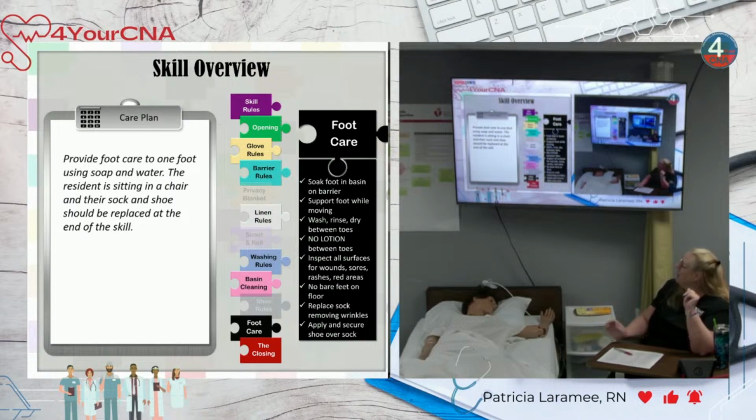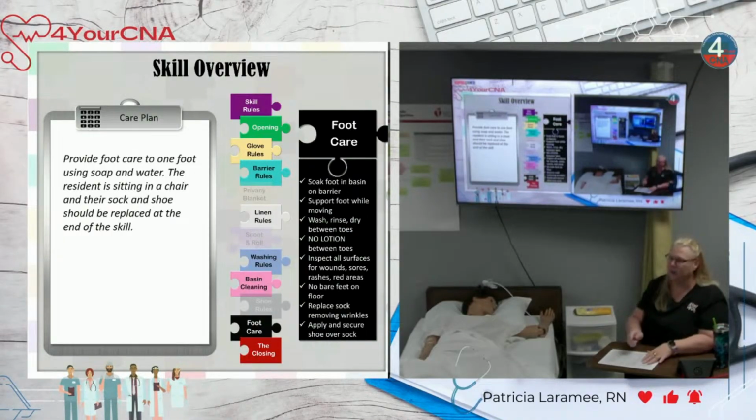The resident is sitting in a chair and their sock and shoe should be replaced at the end of the skill. So let me tell you why that last sentence is there. That last sentence is only there for the test. It's only there for the test.